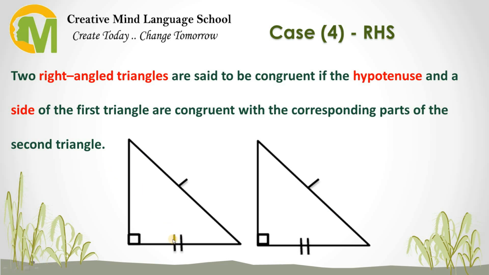Any other side of the two sides of the right angle should be mentioned in the example that they are equal in length. When we have these three conditions, we can say that the two triangles are congruent due to the case of RHS or right angle, hypotenuse and side.